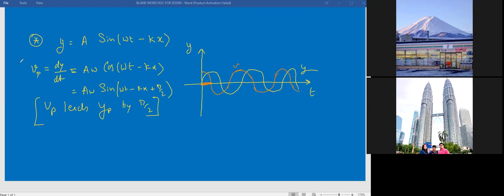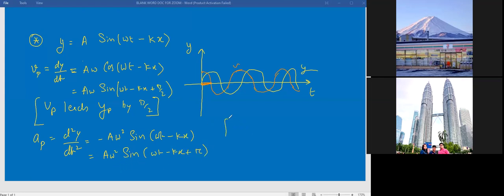Now, if you want to calculate the acceleration of the particle, we have to differentiate it once again. If you differentiate, we will get minus a omega squared sine omega t minus kx, right? It means that this is equal to a omega square sine omega t minus kx plus pi.